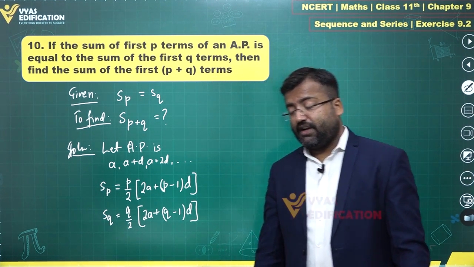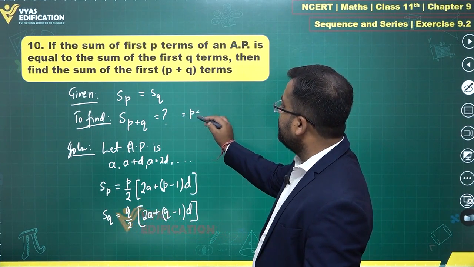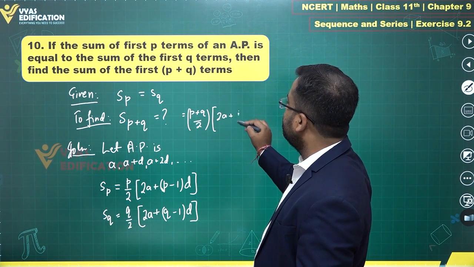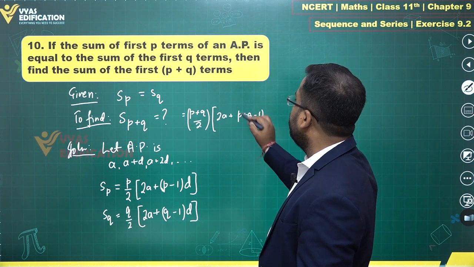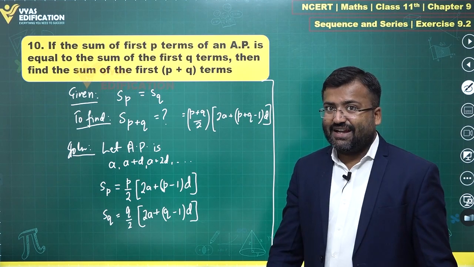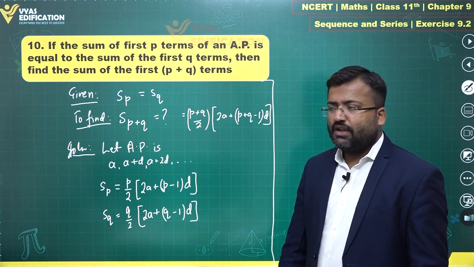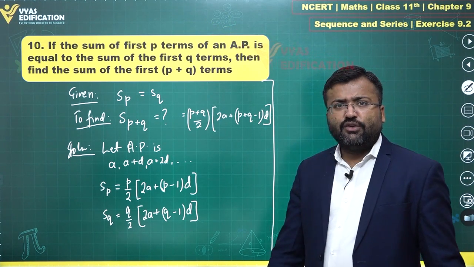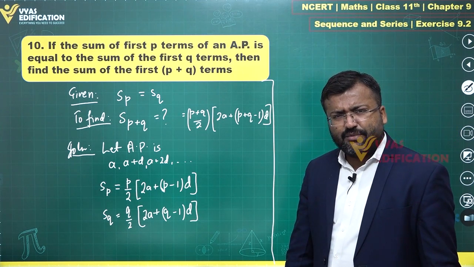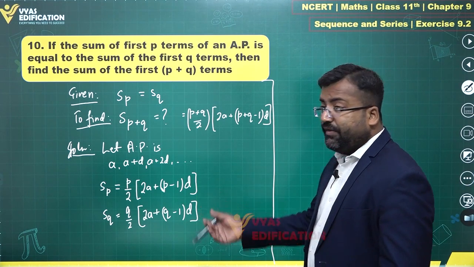SP and SQ are given, right? And what do we need? S of P plus Q. And what is that? This is P plus Q by 2 times 2A plus P plus Q minus 1 times D. So if you observe carefully, we need the values of A and D both. This and this are given equal. So at max what we can do is find a relation between A and D. Yes. Let's try to find a relation between A and D somehow. Let's see. So how will we find that?